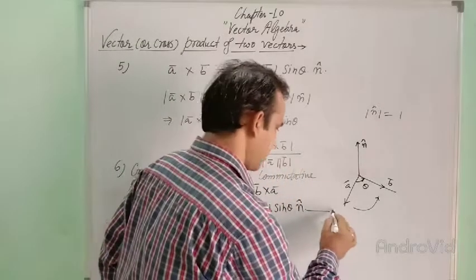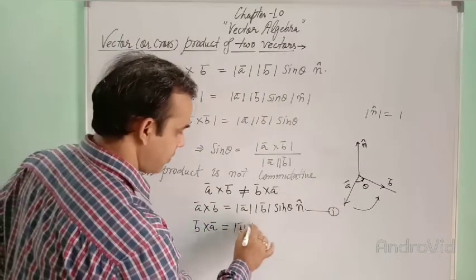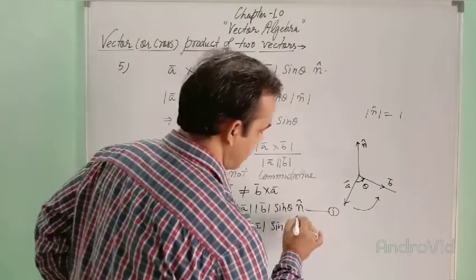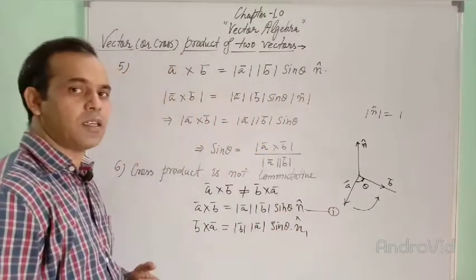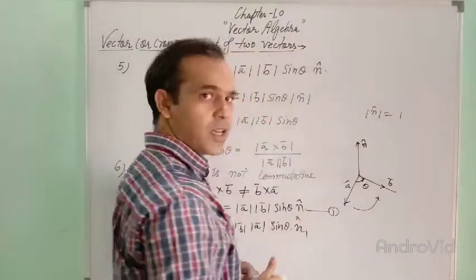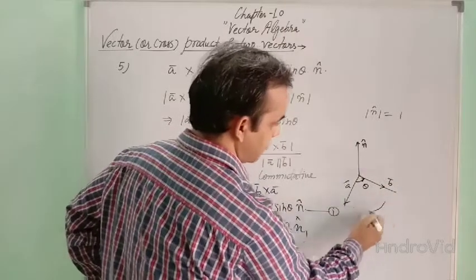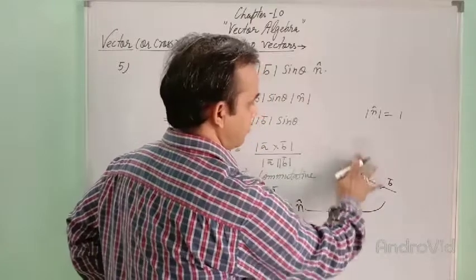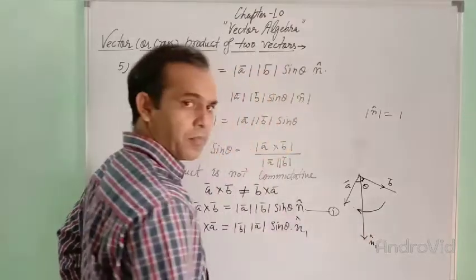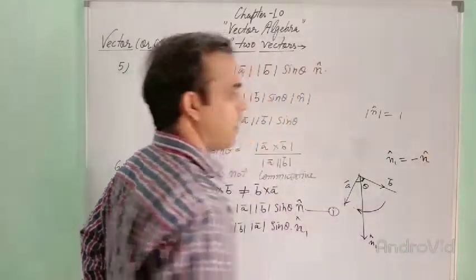Clear? That is the first relation. Now if you want to get the value of B cross A, then its value will become magnitude of A, magnitude of B, sin theta and a normal unit vector, suppose it is n1 cap. If we are getting A cross B, then the direction of the normal is in this direction, and if we want to get the value of B cross A, it is in this direction. Then the normal direction will just get reversed, and suppose it is n1 cap. So here you see that n1 cap is just the negative of the n vector.